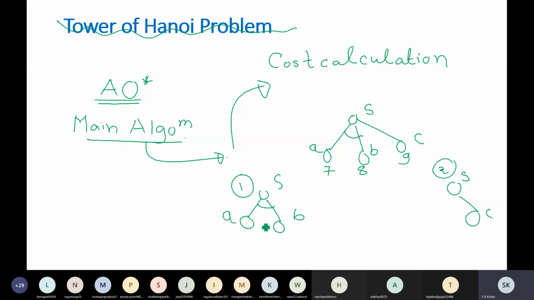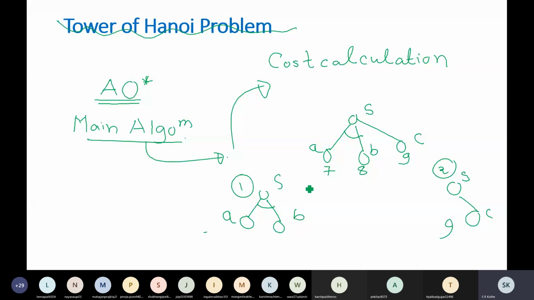If you take the first alternative, the cost required is, okay, we don't know. If you take the second one, we are sure that the cost required is SC. What is the cost of this solution right now? 9, right? 9.